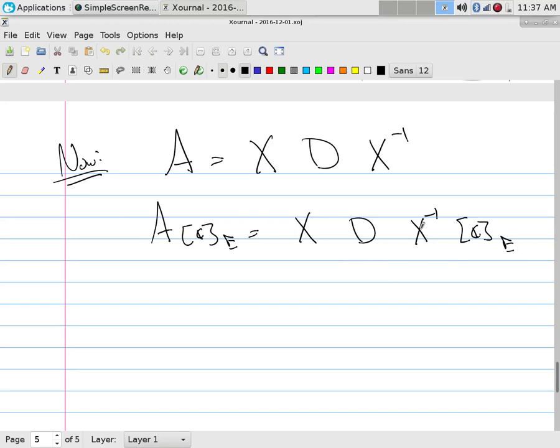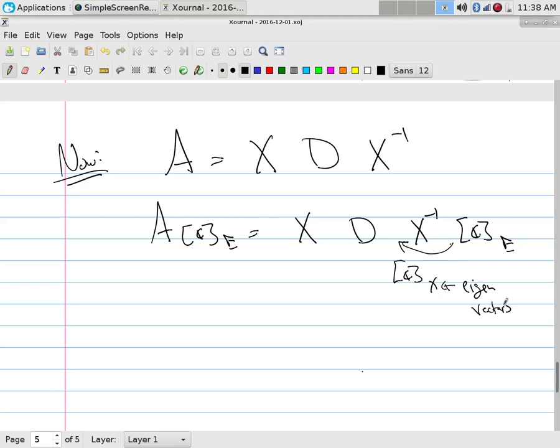Look at the right-hand side for a second. What's X inverse? It's the inverse of a basis matrix. What would that do to the coordinates of an object in standard basis? This becomes coordinates in the basis of X, which is the eigenvectors. Once I multiply by X inverse, it tells me, hey, here are your coordinates according to the eigenvectors.